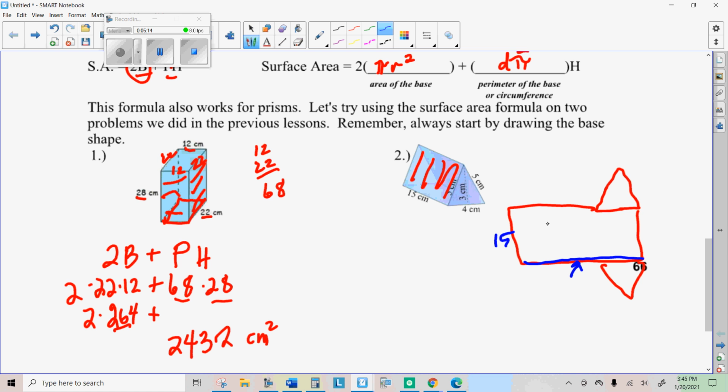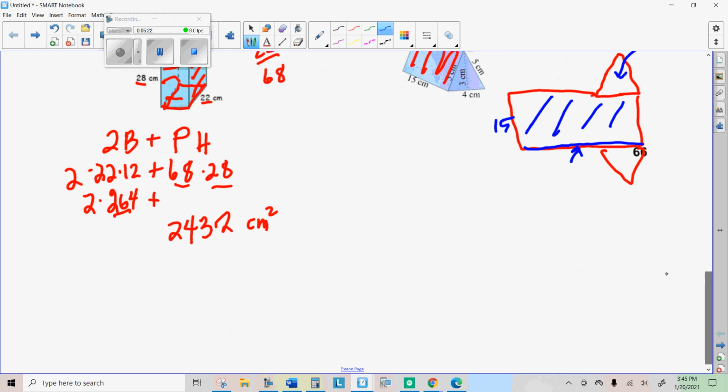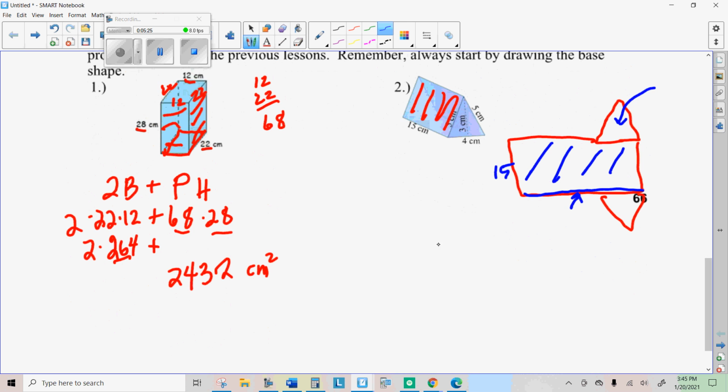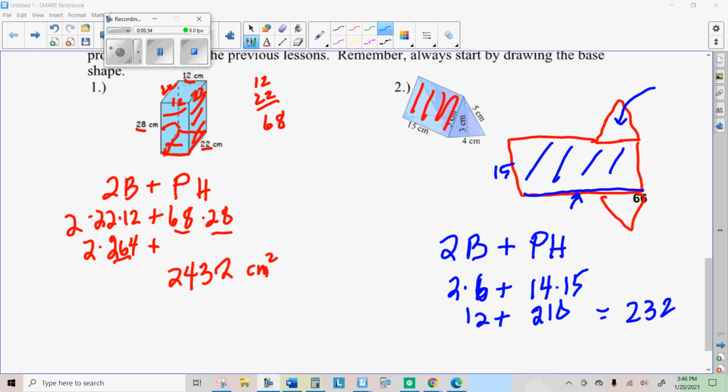Multiply those two to get this, and then do base times height divided by 2 in the triangle, and multiply that by 2. And this formula can help remind you of that. You have two bases, two base areas, plus the perimeter times the height. Give it a shot. See what you get. All right, you should have got 232 for that if you did it right.